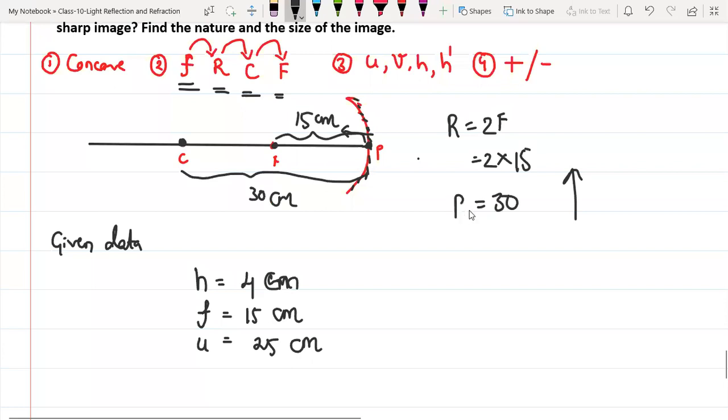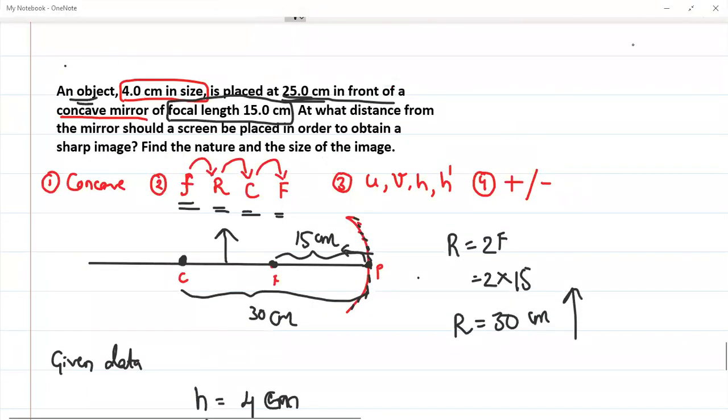So the radius of curvature R is equal to 30 centimeter. Now, where is the object placed? The object is placed 25 centimeter away. So this one is 30, this one is 15. The object will be placed in between only, like this. Right. So now, if you remember the positions, what is the first position?